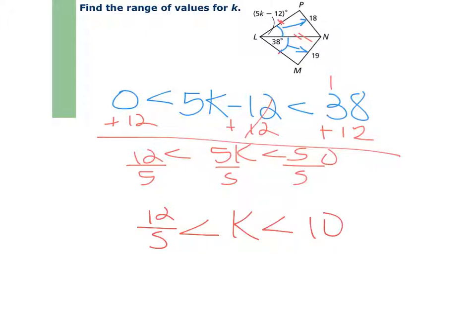In the homework, they're only going to expect to see K is less than 10. However, if you give me the lower end also, that's fine. If you made this a decimal, it would be 2.4.